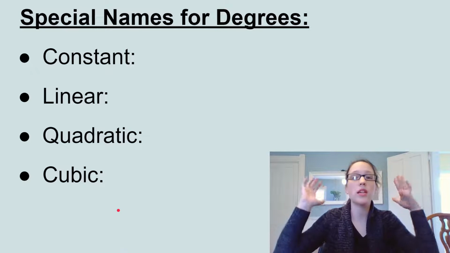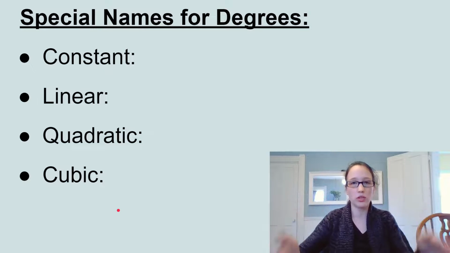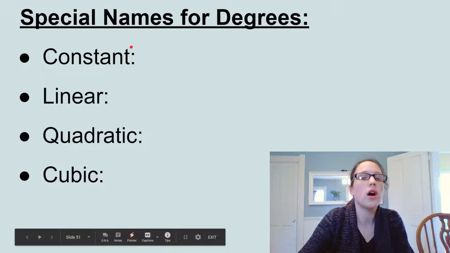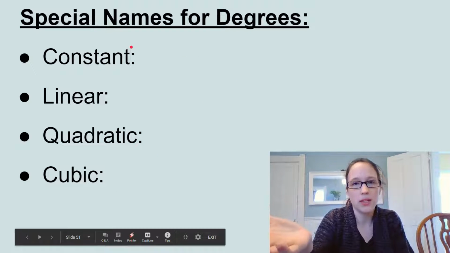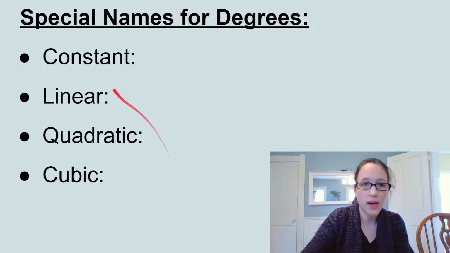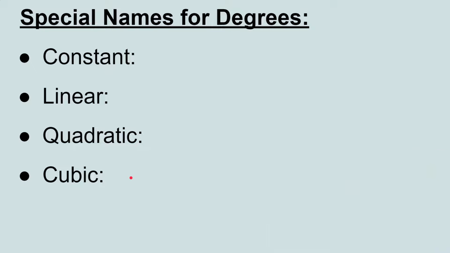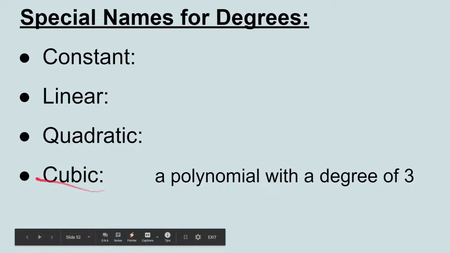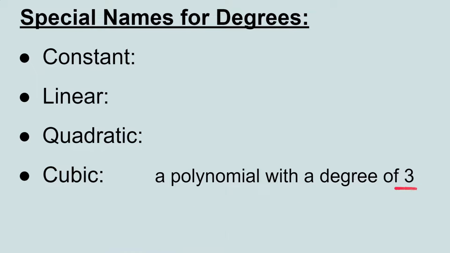Okay, so we talked about how you can have a binomial, a monomial, a trinomial, that's how many terms you have. Well, it turns out that you can also give polynomials names based on what the degree is. So there's 4 special words that we have. They're constant, linear, quadratic, and cubic. And this tells you what the degree is. So if you have a polynomial with a degree of 3, that's a cubic. Well, why would it make sense that cubic has a degree of 3? Take a second and try to think.